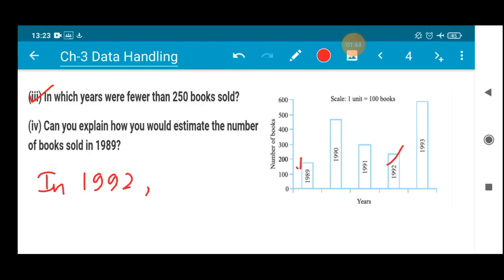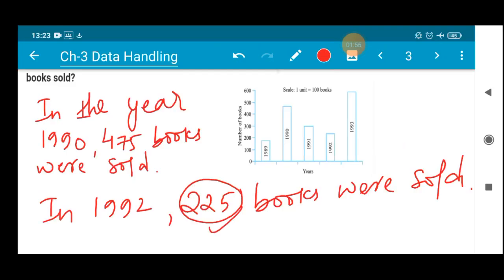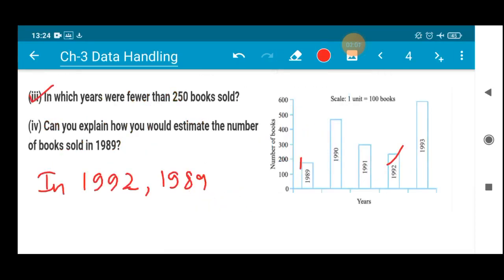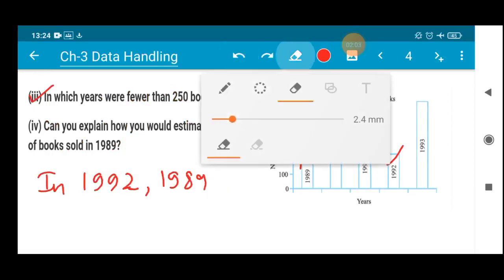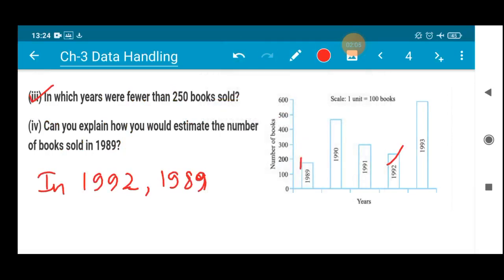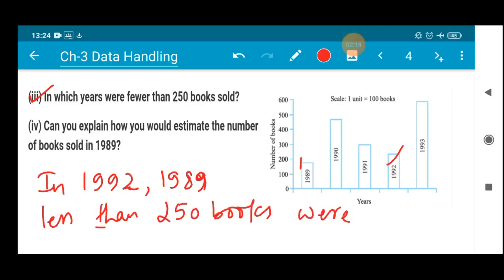If you see, it is less than 200 only. So it will be 1992 and 1989. Why 1992? Because in our previous sum we have written this, that in 1992 less than 250 books were sold. So that concept I have used here. In 1989 and 1992 less than 250 books were sold. Alright students, I hope you have understood this.